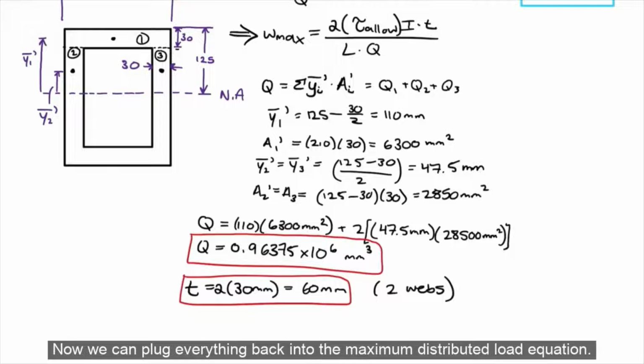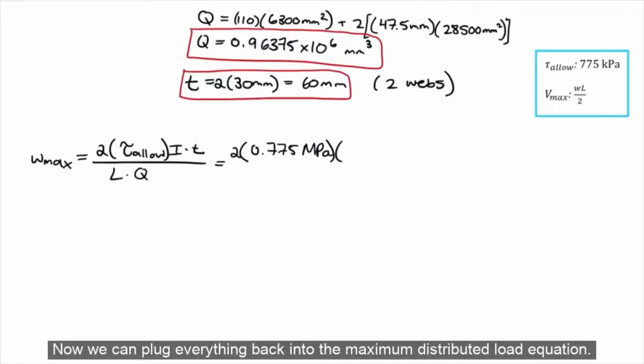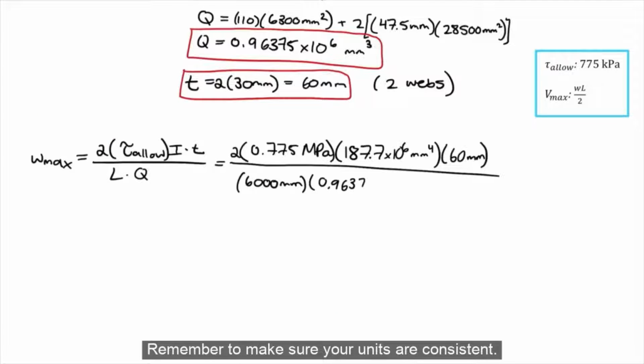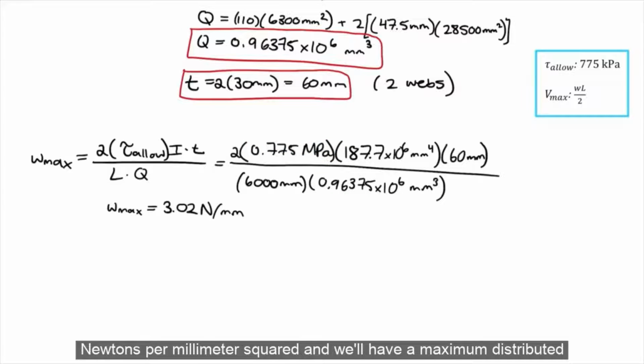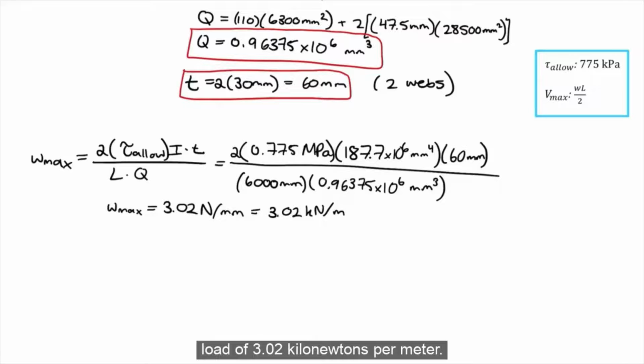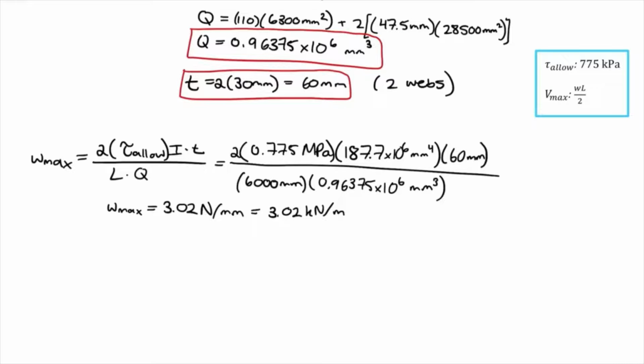Now we can plug everything back into the maximum distributed load equation. Remember to make sure your units are consistent. We converted the units for shear stress to megapascals, which is also newtons per millimeter squared. And we'll have a maximum distributed load of 3.02 kilonewtons per meter.